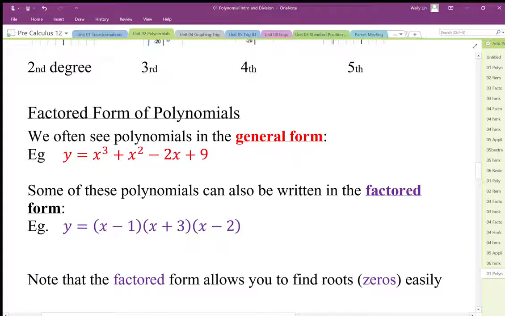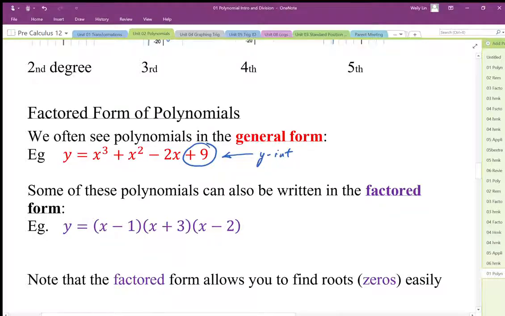So that plus 9 here, if I substitute x is 0 for the y-intercept, I get 0, 0, 0, plus 9. So that must be the y-intercept. So the general form does give us some information about the graph, and other than the degree, it tells us the y-intercept. But that's really of limited use and limited information. We're really interested in shape and also the roots, or where it crosses the x-axis.